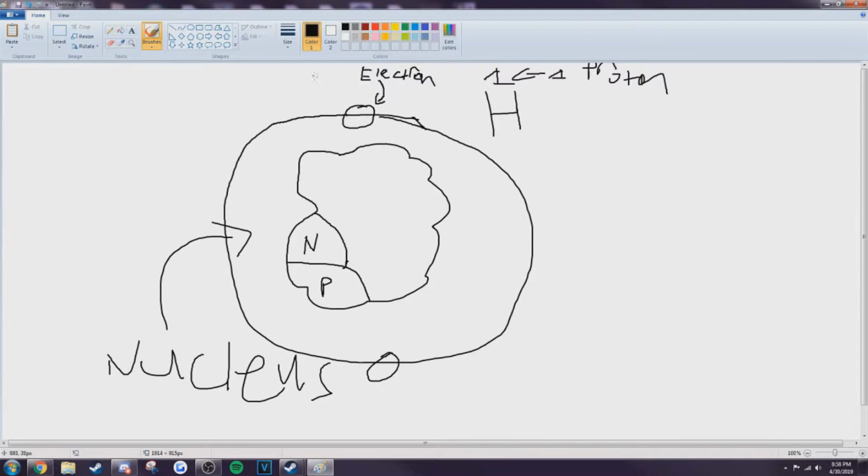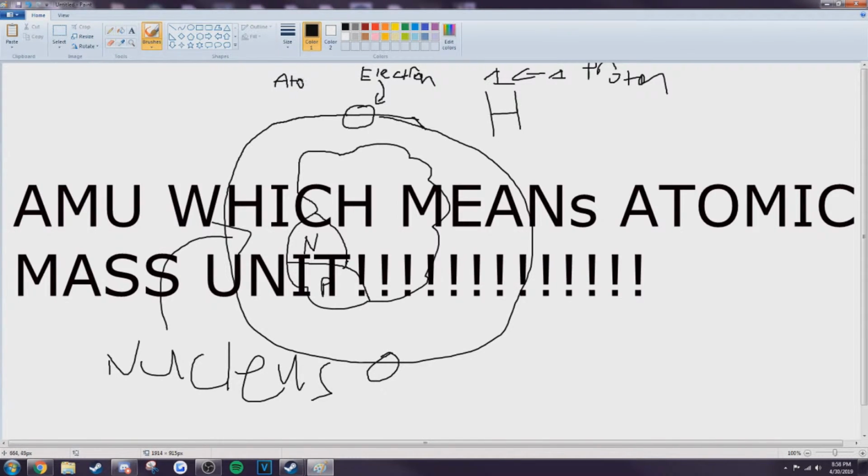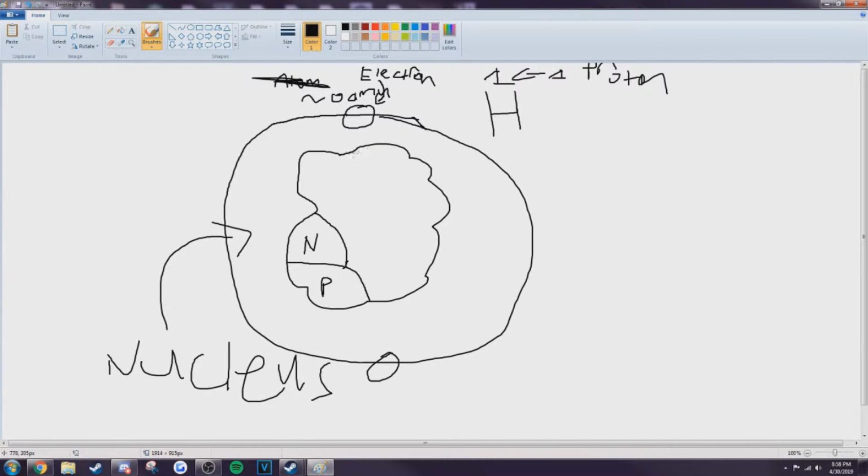And they have an atomic mass of basically 0, but it's actually 1/1836. And they have a negative charge. Protons are the opposite. They are positively charged, and they have a mass of 1 AMU. And neutrons also have a mass of 1 AMU, but they are neutrally charged, so they're nothing. It's kind of boring, but okay.